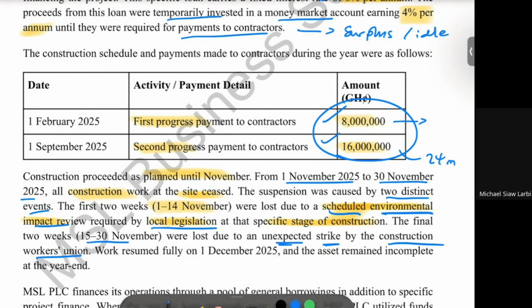But those surprise actions like a strike, like a flood, like an earthquake, those are unexpected. Those are not part of the construction process. And you suspend capitalization for those periods.